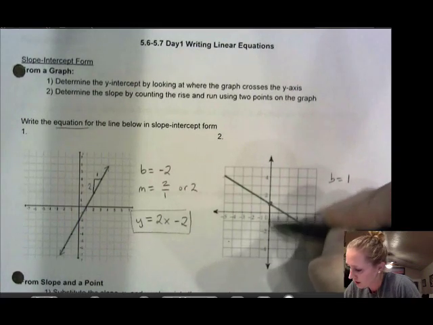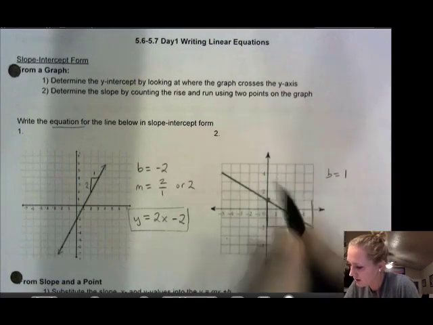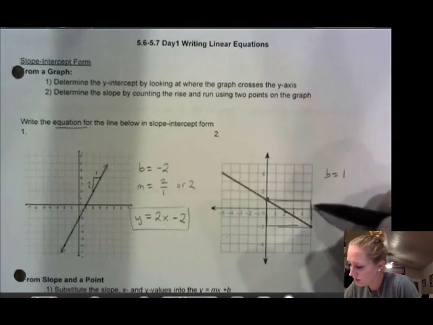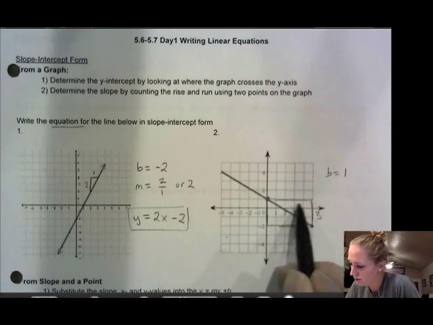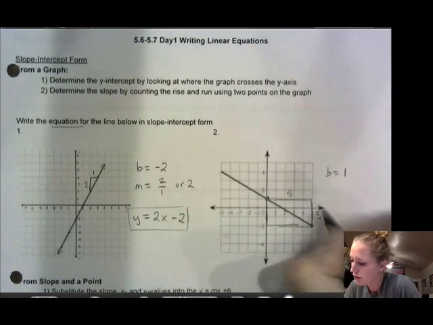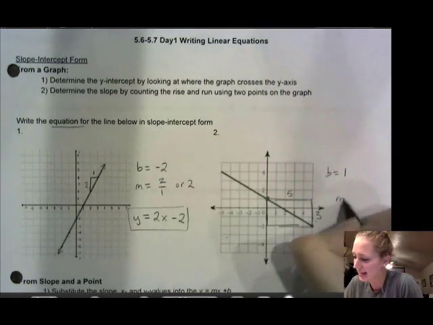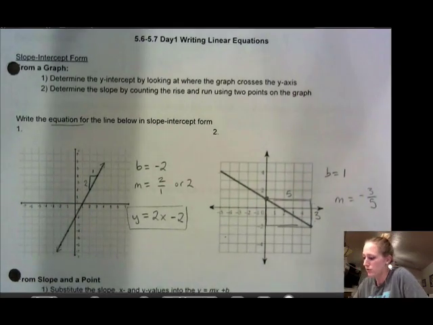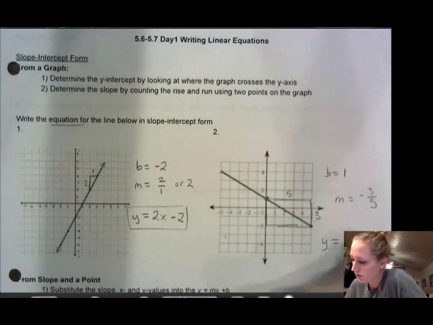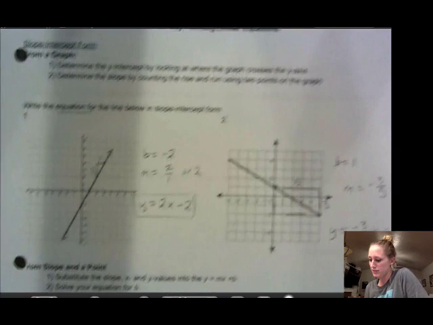You can do it this way, or you could do it this way. Does not matter. The rise either way is 3 units, and the run is 1, 2, 3, 4, 5. So it's going to be 3 over 5, but my line is going down. So this should be a -3/5. Okay? All right, so we're writing my equation, y equals mx plus b.